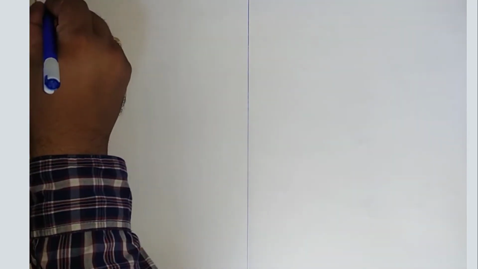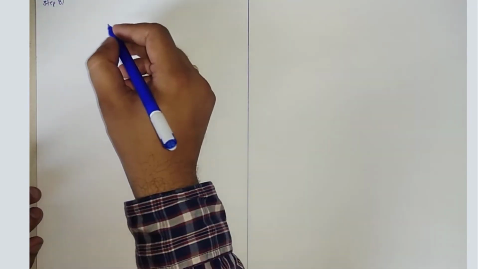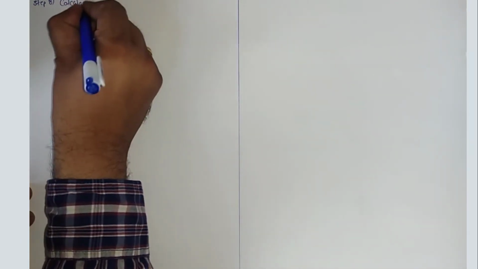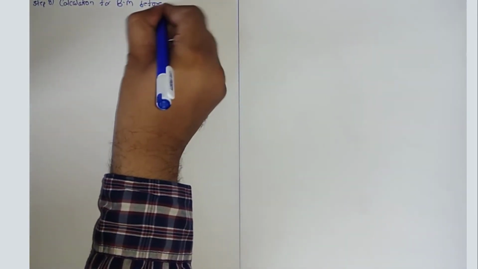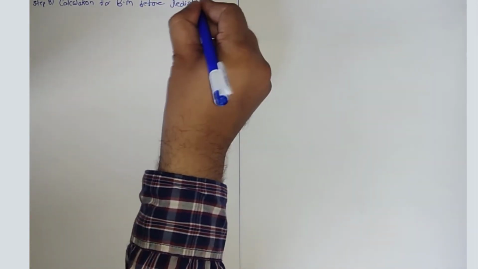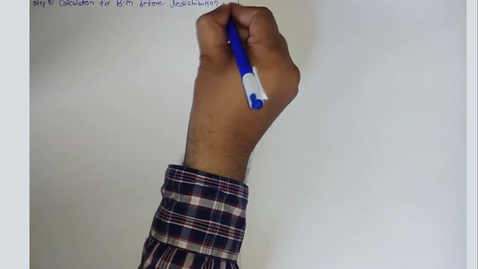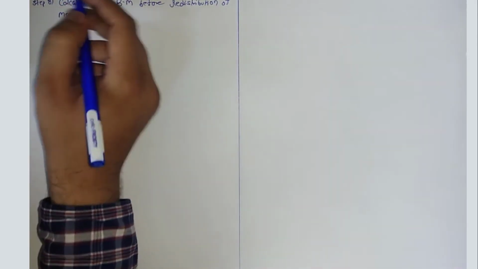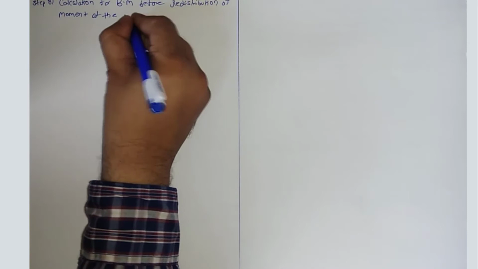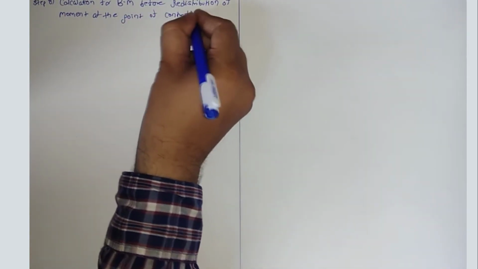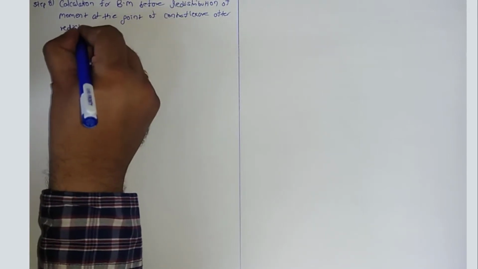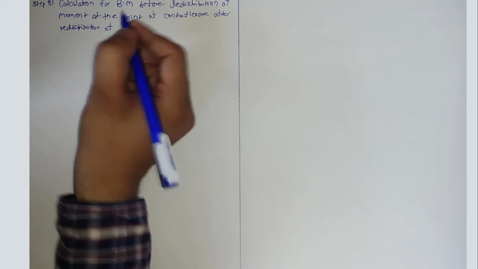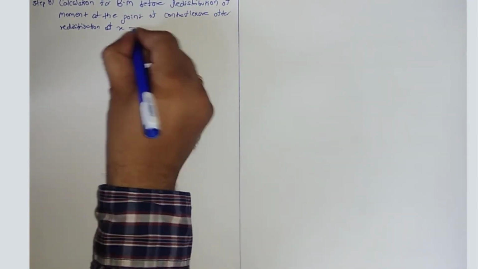So step number 8. Calculation for bending moment before redistribution of moment at the point of contraflexor, and after redistribution, at x equals 0.81 meters.